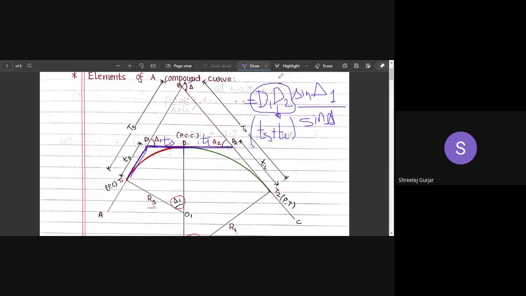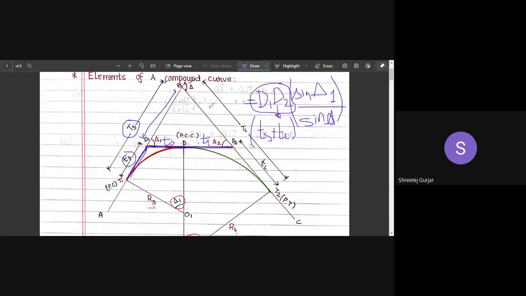Okay, and this particular sine delta 1 and sine delta 2 divided by sine delta will be the same. It will not change. Delta 1 and delta will be known to us. We can substitute and calculate this particular length. Now if you add TS and this particular length, you will get the total tangent length, correct?